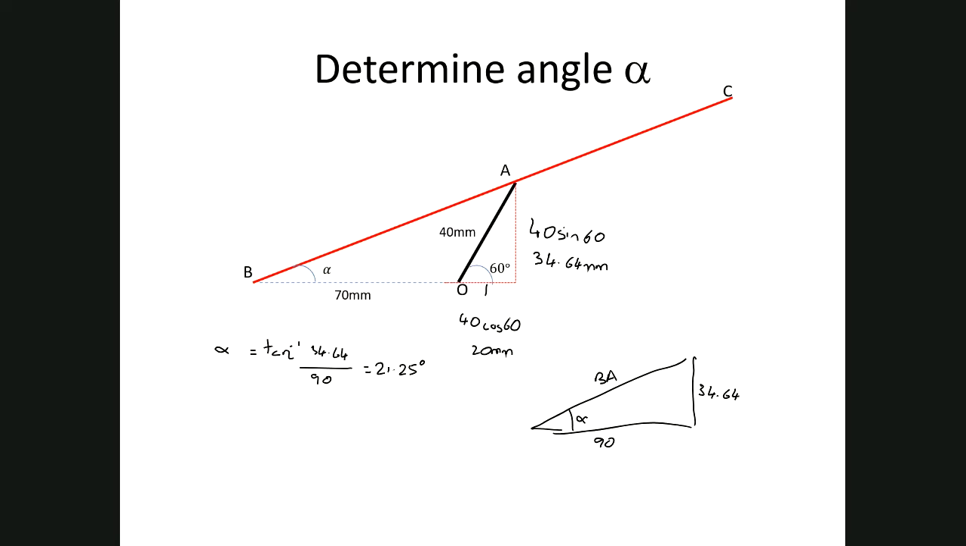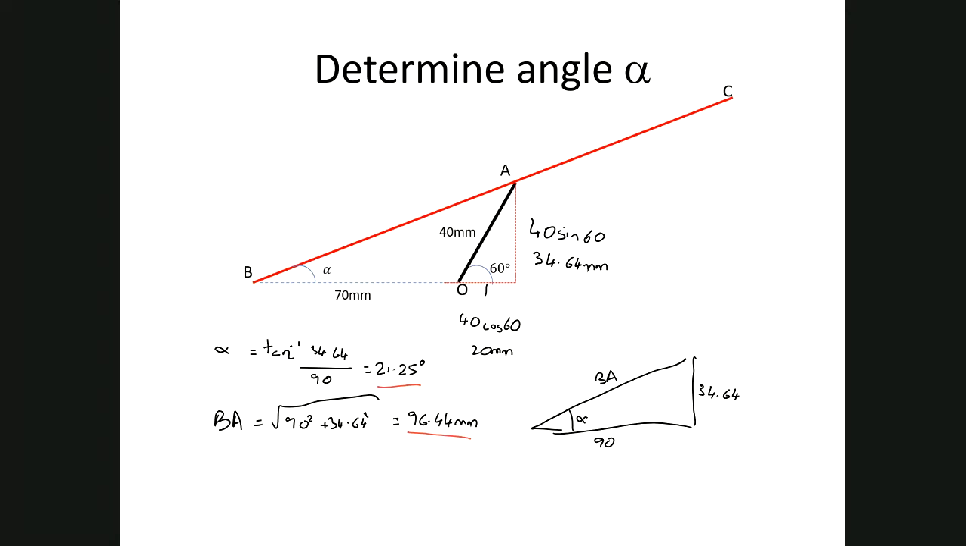Similarly, using Pythagoras' theorem, length BA is equal to the square root of 90 squared plus 34.64 squared, which is equal to 96.44 millimeters. These two values we need for the next step of our task. Okay, so we need to make sure that they are in.